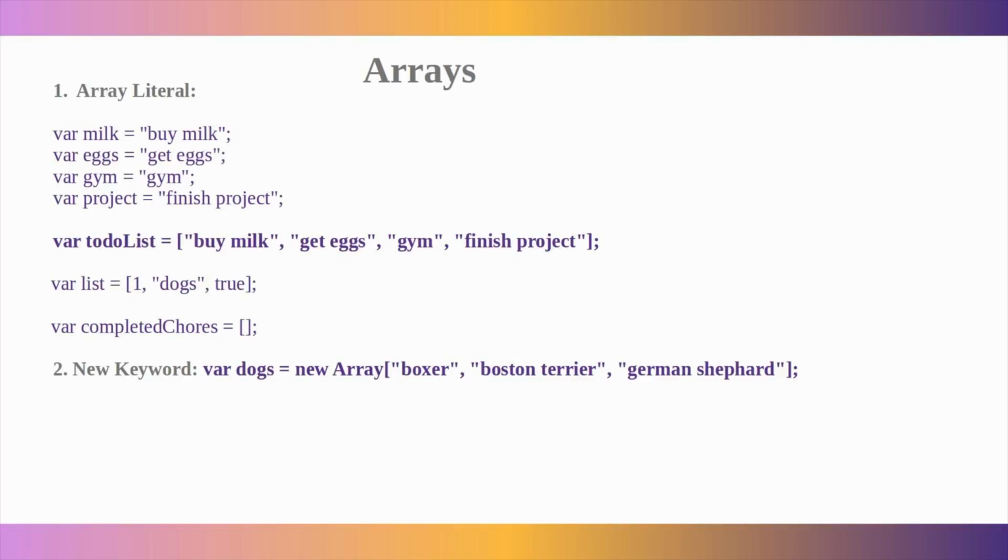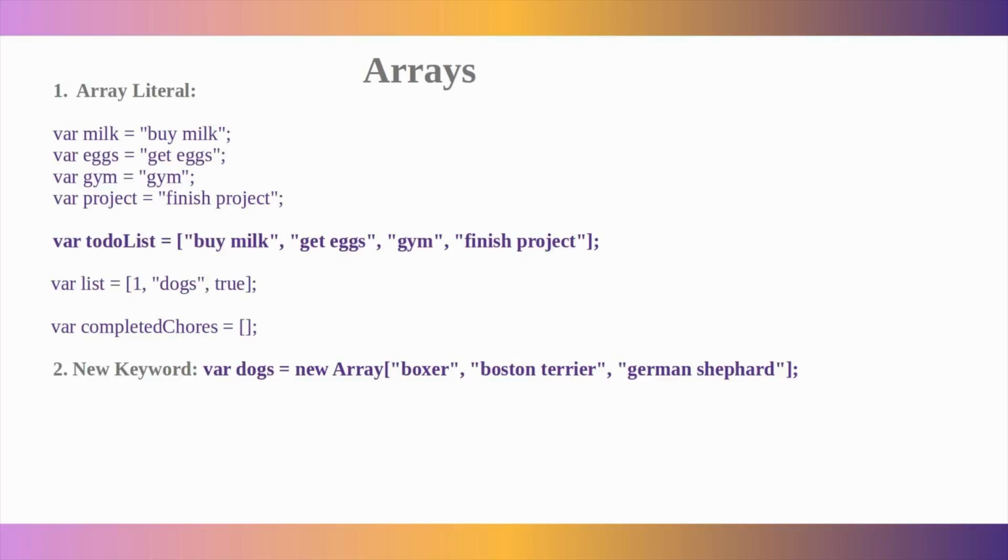And since they are strings, they are enclosed within quotation marks. This is much simpler than, say, assigning var milk the value of "buy milk," and then var eggs the value of "get eggs," and so on. And this is what I meant when I said that an array is a collection of items.